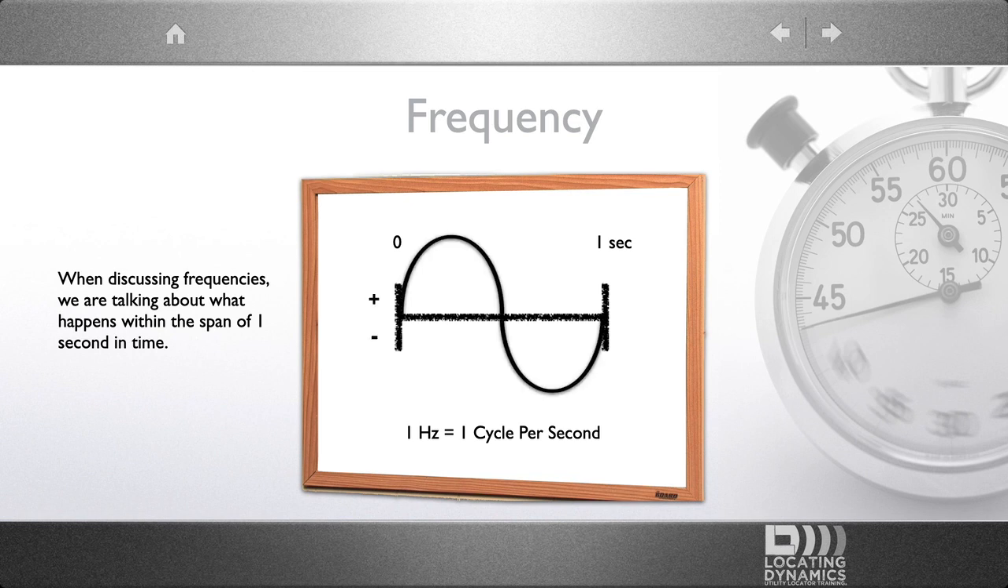As current flows away from the transmitter, the current flow is positive. This is when the magnetic field is being built. As current flows back towards the transmitter, this is negative current flow. The magnetic field collapses.